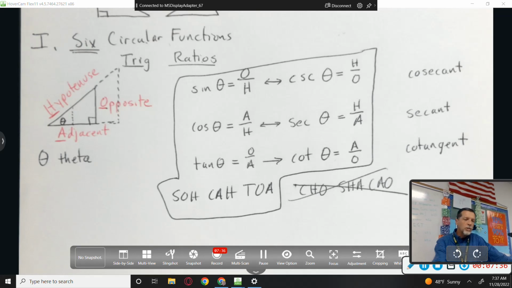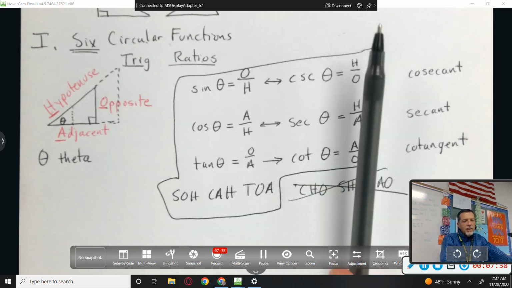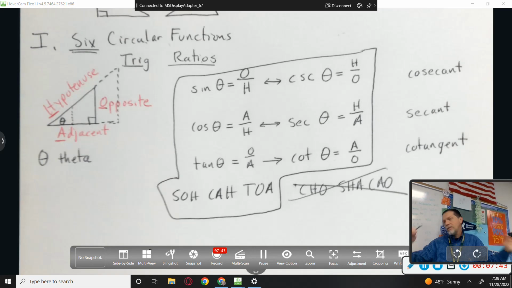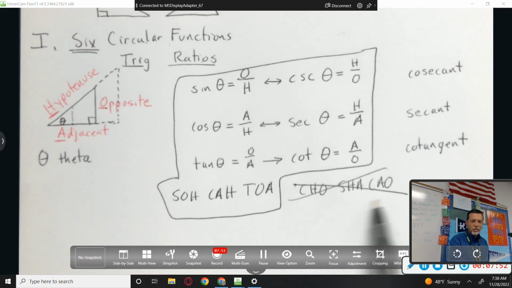So you don't really memorize the ratios as much as you memorize the partners. And if you know the partner, then you just flip the ratio. Because we're going to need the partner thing quite frequently next semester. So don't worry about Cho Sha Cow.